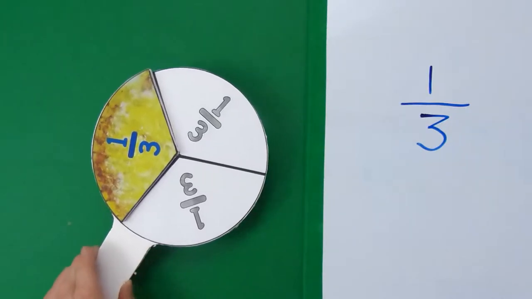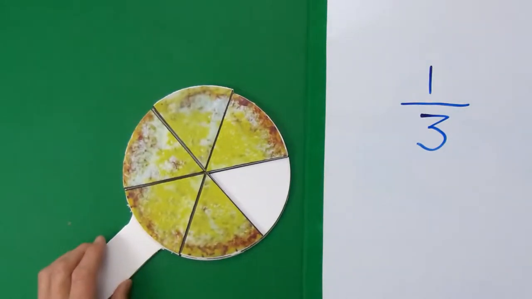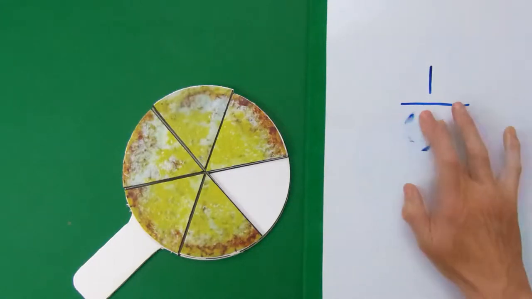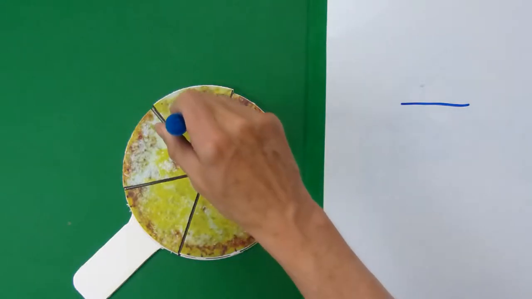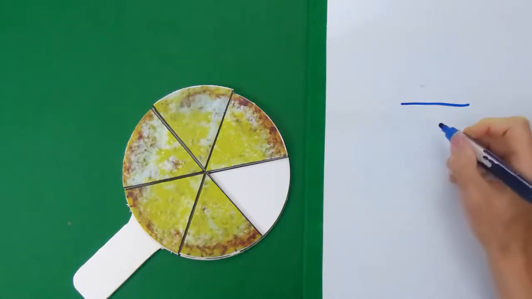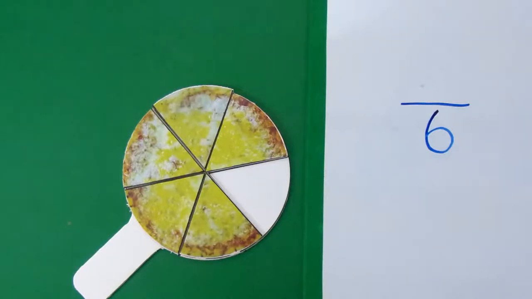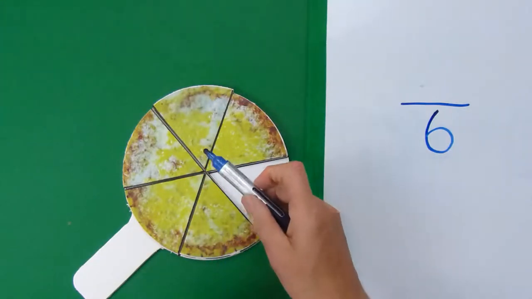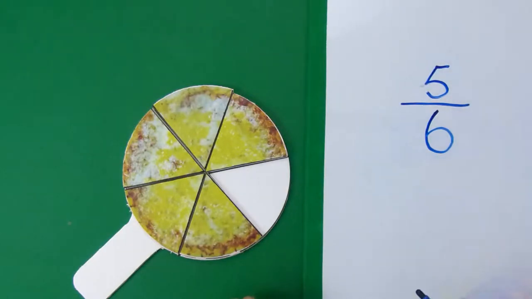We'll now look at another fraction of a pizza that we've got here. Now, if we look at this pizza, you'll see that this pizza has been cut into 1, 2, 3, 4, 5, 6 pieces. So it's cut into 6 pieces, so it's got a 6 in the bottom, which says the amount of pieces. How many are we left with? We've got 1, 2, 3, 4, 5 pieces, so that means we've got 5 pieces out of the 6. So the number of pieces that we've still got goes on the top.